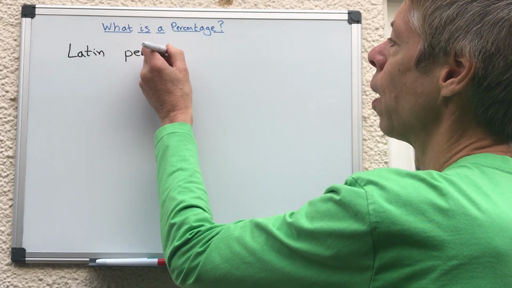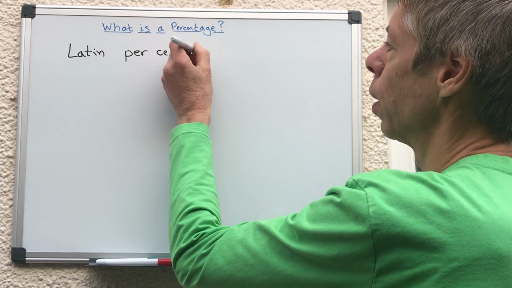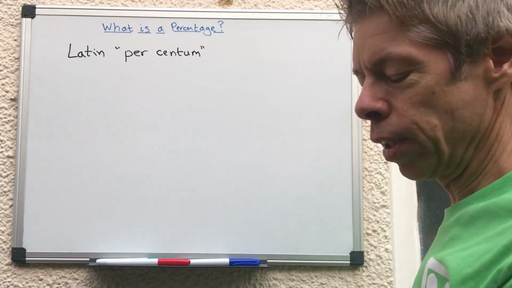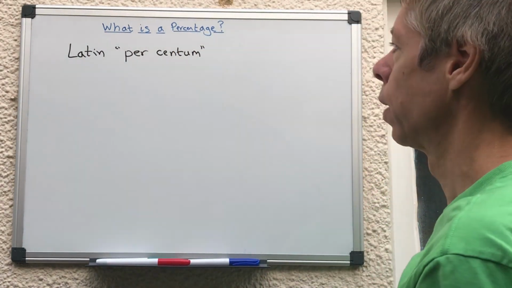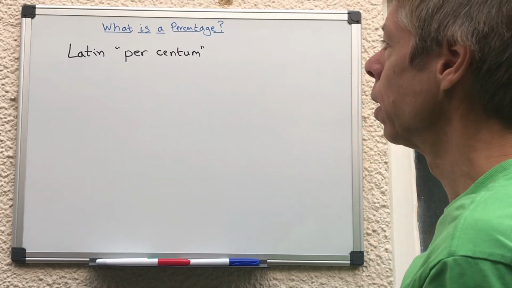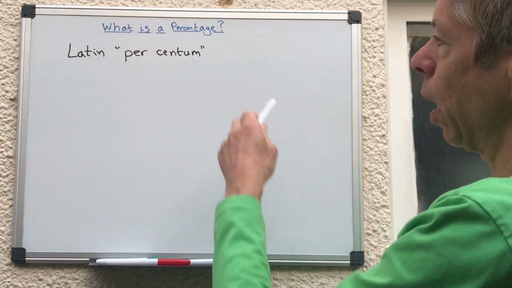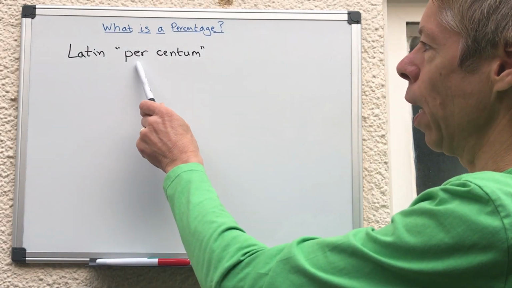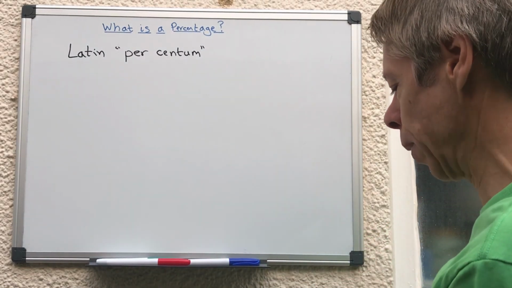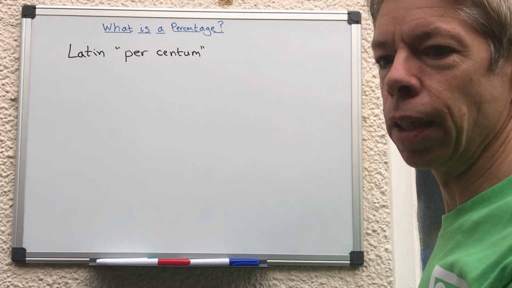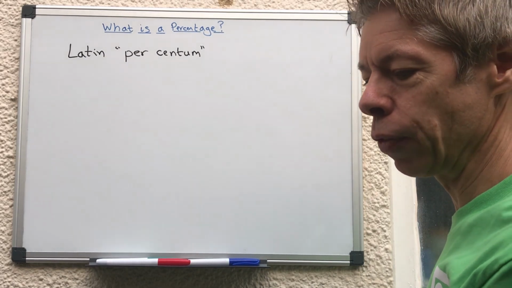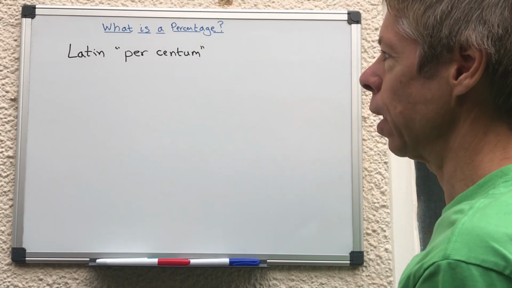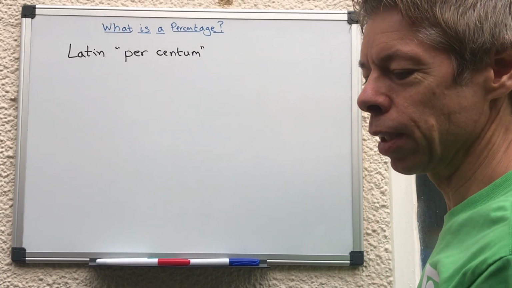Per centum. Obviously the word century means 100 years. So centum is 100. So in Latin it's by the 100, or out of every 100. So percentage means a certain number out of every 100. So it's like dividing your pizza into 100 pieces.